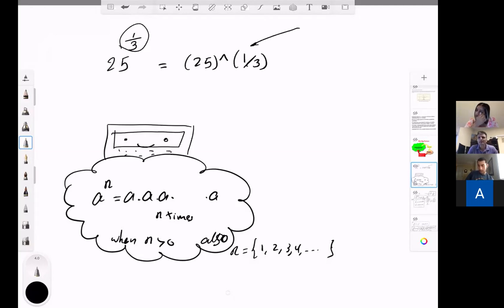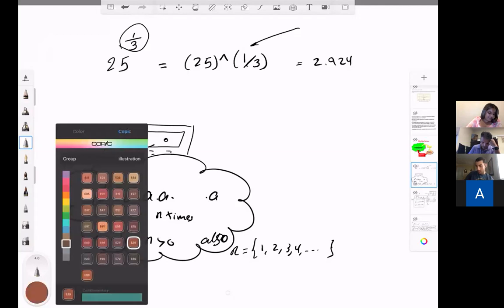What do we get? Can somebody tell me what the answer is? I got 2.924. I mean, if I multiply 2.924 by itself 3 times, no. Okay, we don't want to go back. So this is the answer. Use a calculator.